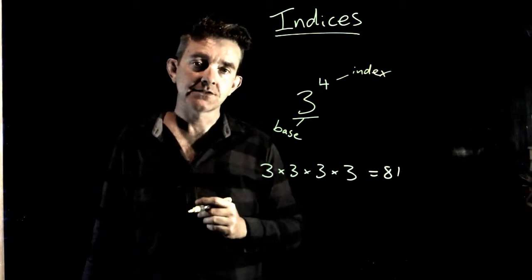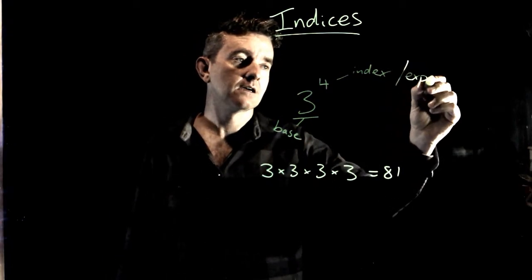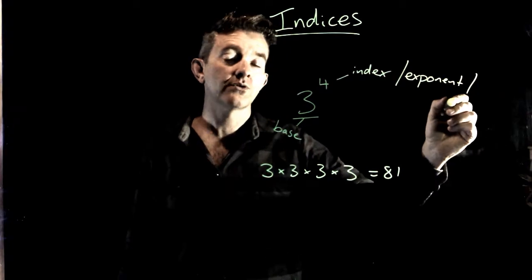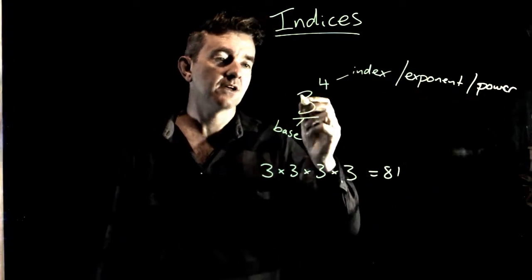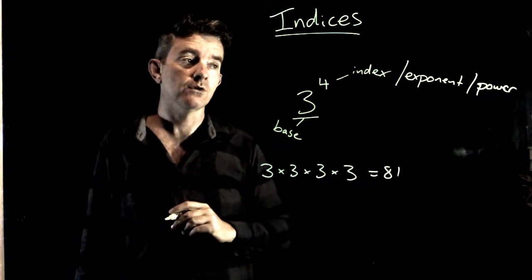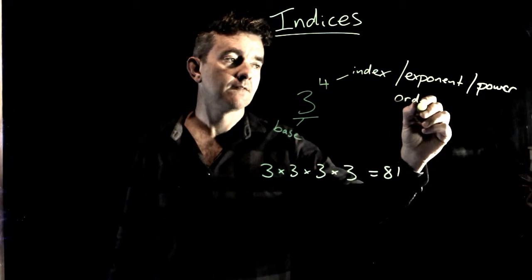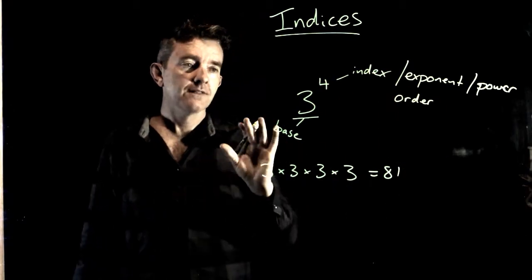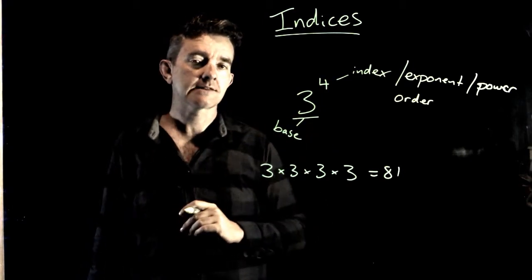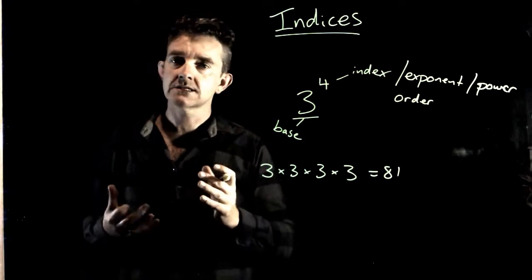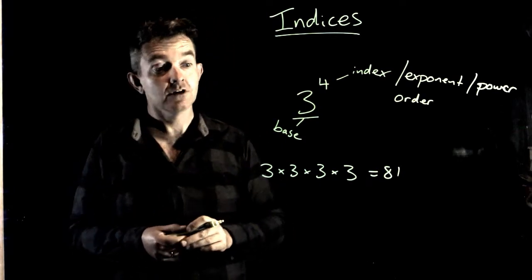Now there are other words for this as well. You might also see the word exponent, or you're probably familiar with power. Sometimes we'll say that's 3 to the power of 4. Another one would be order. Okay, so there are a few different words for that. We're going to use the index number in this course because that's what our textbook says, and I guess that's, for whatever reason, the approved term.